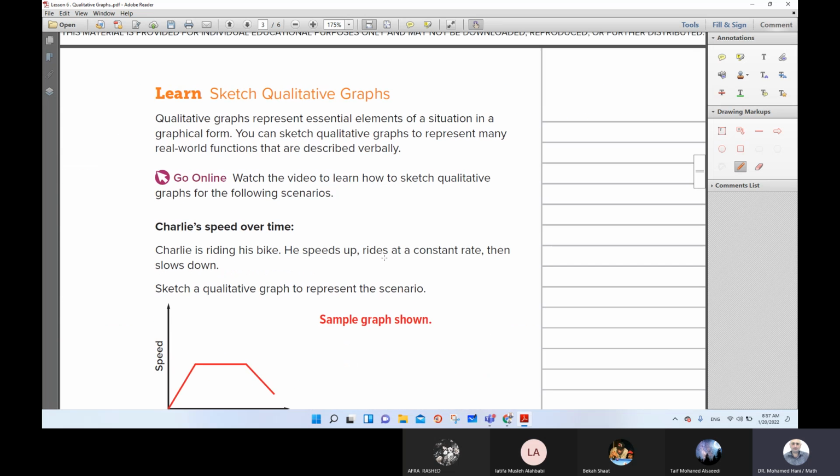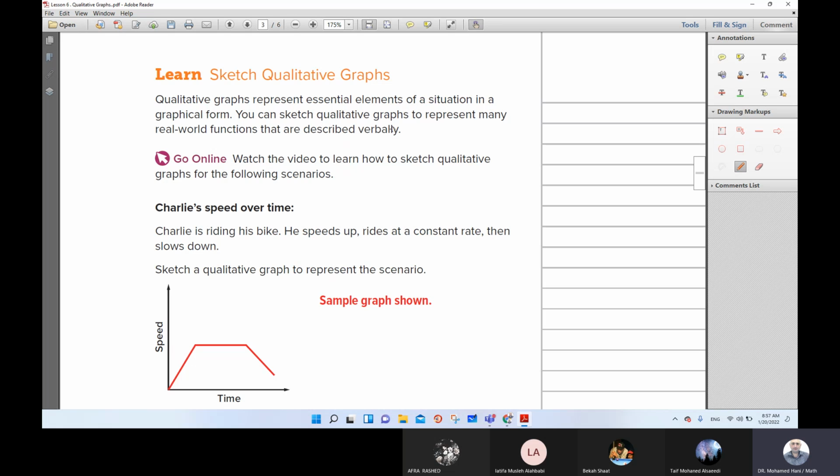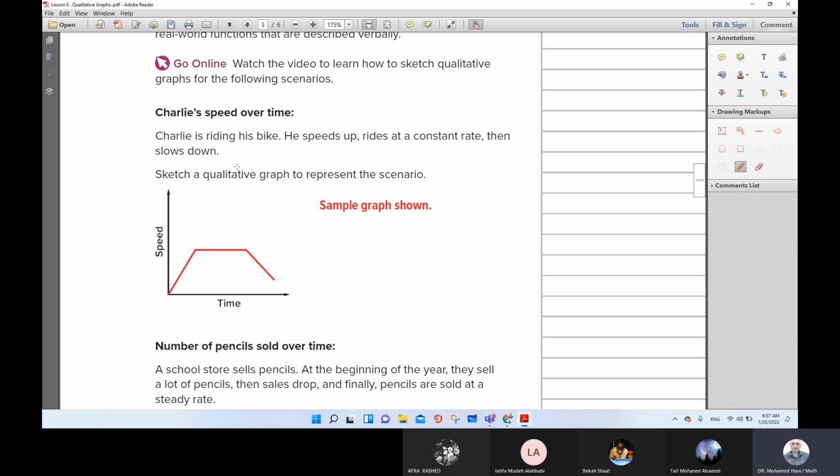The second idea: sketch qualitative graphs. Qualitative graphs represent essential elements of a situation in a graphical form. You can sketch qualitative graphs to represent many real-world functions that are described verbally. Charlie's speed over time: Charlie is riding his bike. He speeds up, rides at a constant rate, then slows down.